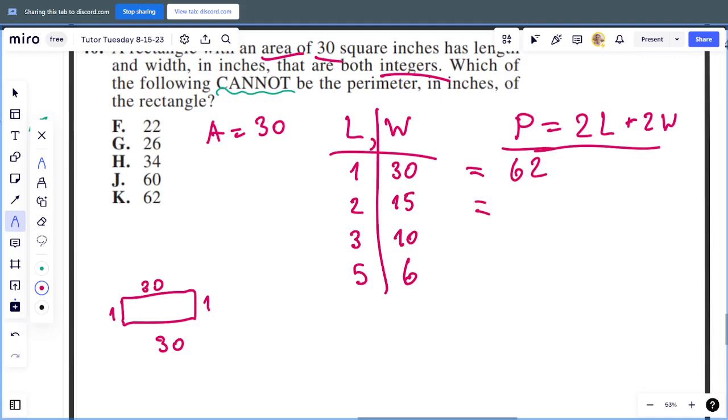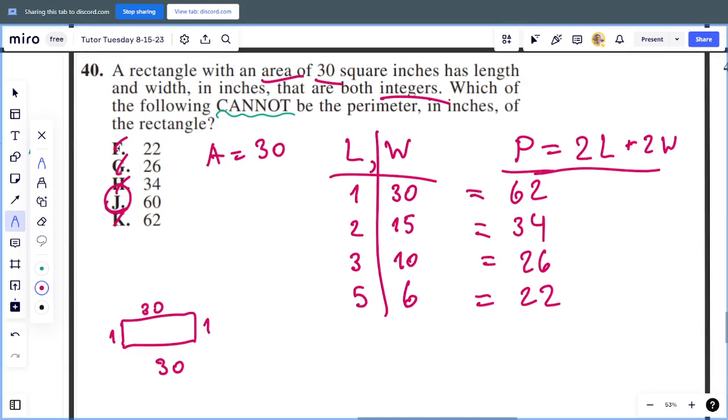In this one, it's going to be 4 plus 30 is 34, 6 plus 20 is 26, and this one is going to be 10 plus 12, which is 22. So when you calculate the perimeter for each possible case, you can rule out these because they're all valid options and you're just left with J. It is not possible for the perimeter to be 60 because we don't have any valid integer combinations that could get us to that area or that perimeter.